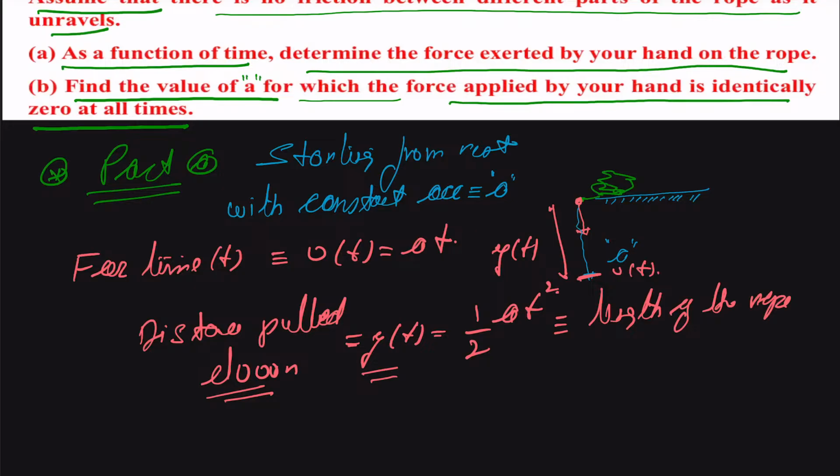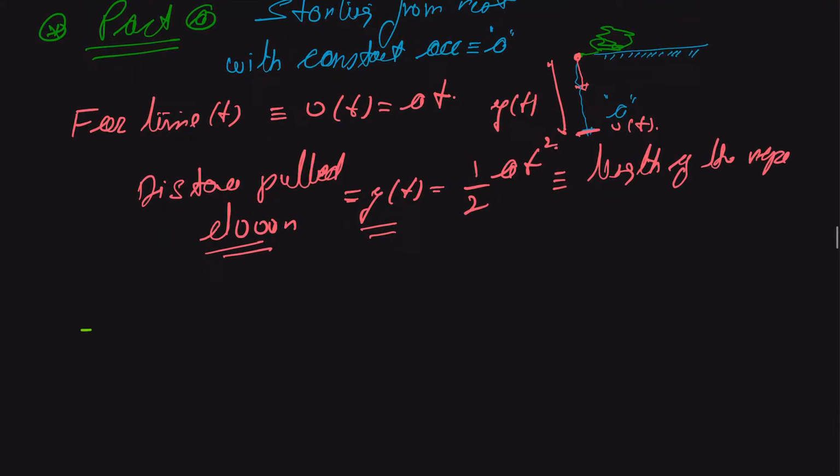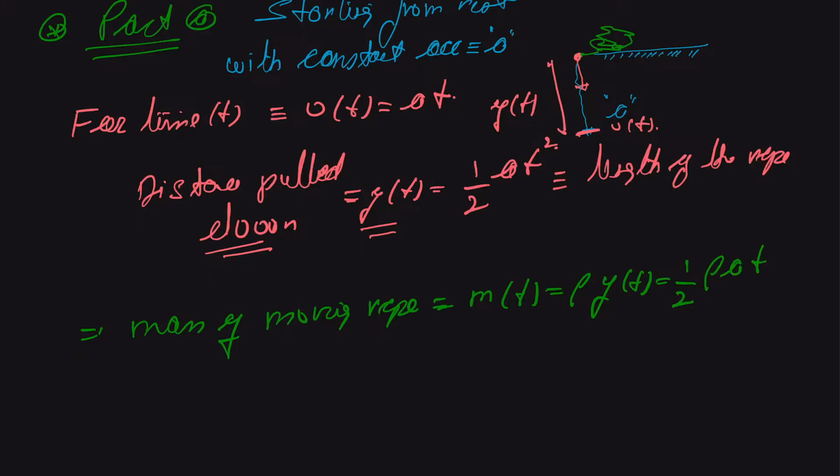Now we are going to find out the mass of the moving rope. At the same time t, let us call this our m of t. Then this m of t will be equal to the linear mass density rho times the length of the rope, that is y of t. So this gives us half rho a t square. Okay. So at this particular time, this entire mass is our m of t.